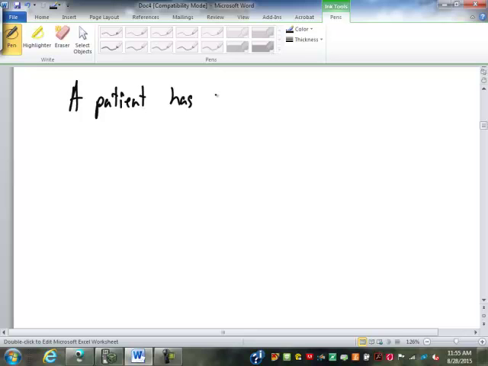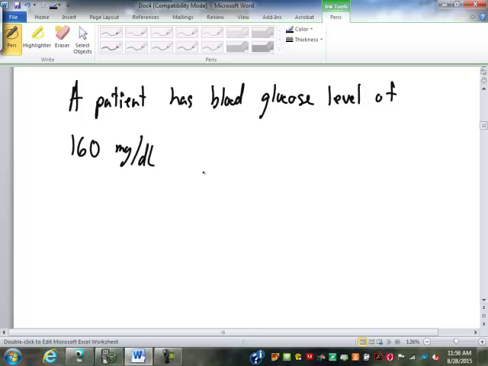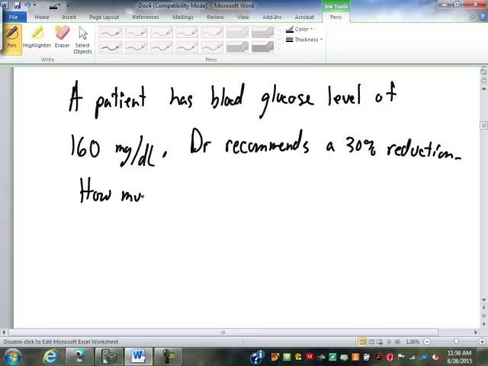A patient has a blood glucose level of 160 milligrams per deciliter. Doctor recommends a 30% reduction. How much does it have to be reduced?